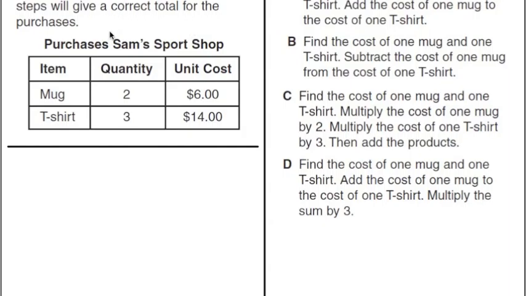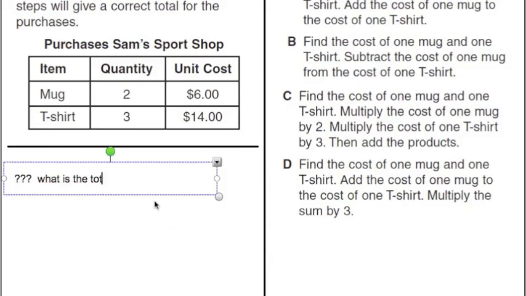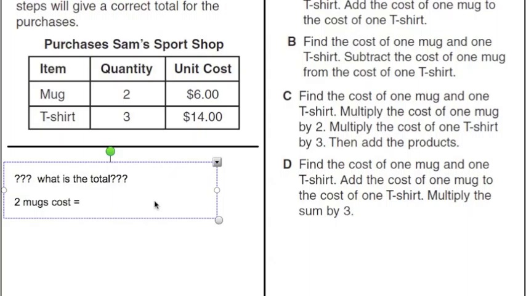If we were going to have to actually solve this problem, it is asking, what is the total? So if you actually had to figure out the total, what would be the first thing that you would attack in that table? Wouldn't you want to know how much 2 mugs cost? I think so. 2 mugs cost. How would we do that?